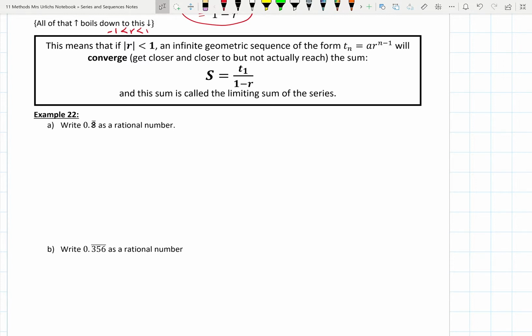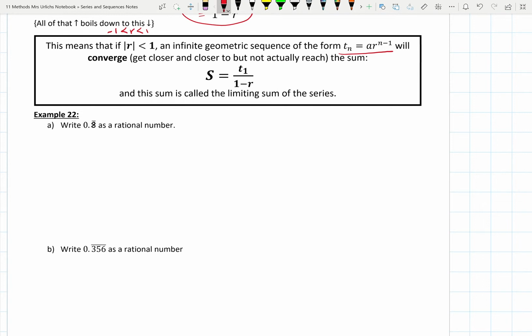Okay, so we've just had a look at where this rule comes from, but a quick recap. If the value of r is between -1 and 1, then the sum of a geometric sequence of the form Tn equals ar to the n minus 1 will converge, or get closer and closer to the limiting sum, which is T1 on 1 minus r. So the real advantage of this formula is we only need T1 and 1 minus r.